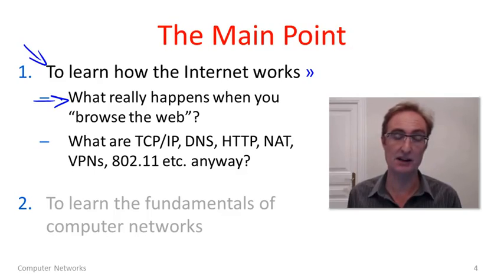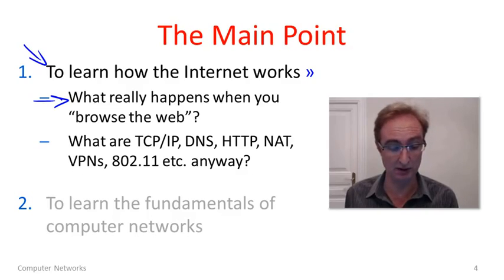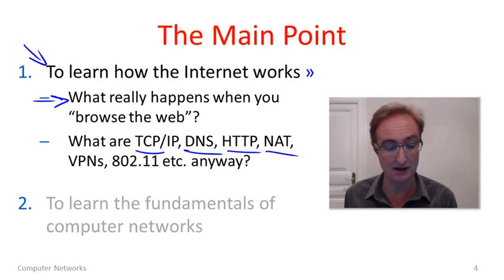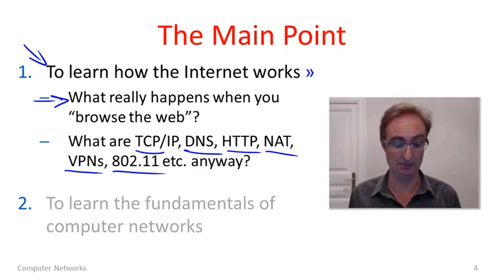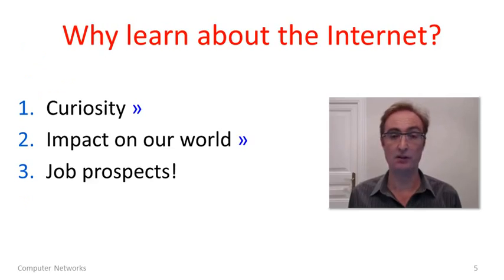And in the course of understanding how the internet works, we're going to learn about many acronyms that you've probably already heard of. Things like TCP/IP, the DNS, HTTP, NAT, VPNs, 802.11, and so on and so forth. Many other acronyms too. I expect that you've seen a lot of them. And what we'll go over is we'll do much more than tell you what they mean. We'll give you a sense of how they operate and what their purpose is and why they even exist in the first place.